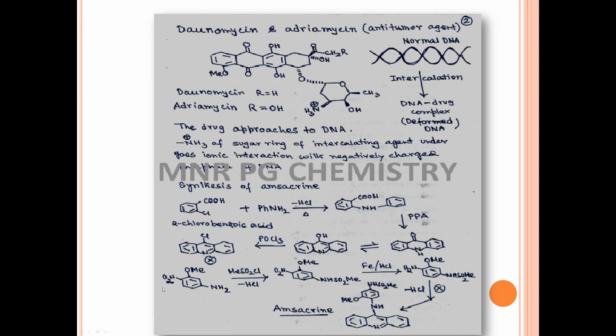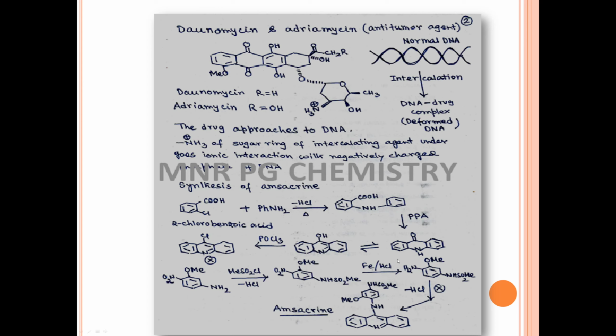Now let us start from the other side. It's a tri-substituted benzene molecule, and when it undergoes the reaction with methane sulfonyl chloride, MeSO2Cl, then because of this, HCl goes, and the NH2 is converted into NHSO2Me. So that nitrogen is methylated.